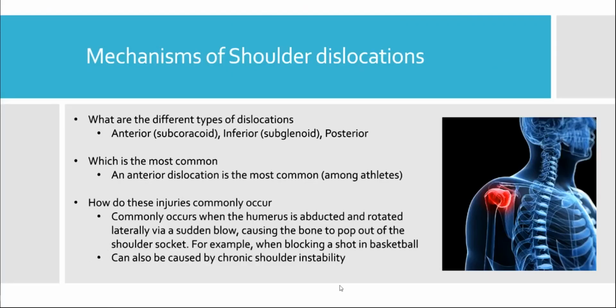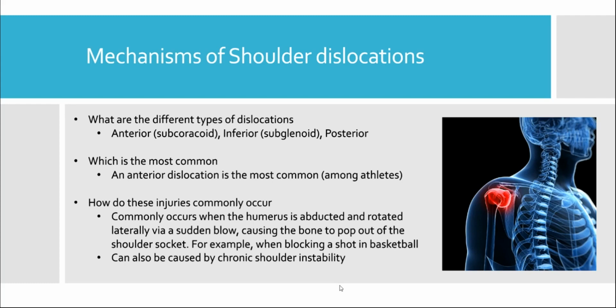Now we're going to talk about the mechanisms of shoulder dislocations. The types of shoulder dislocations are anterior, inferior, and posterior. The most common types of shoulder dislocations are anterior shoulder dislocations. These injuries commonly occur when the humerus is abducted and rotated laterally via a sudden blow, causing the bone to pop out of the shoulder socket.